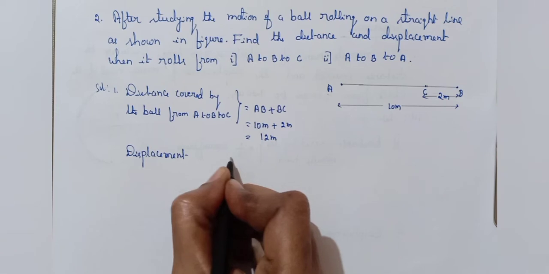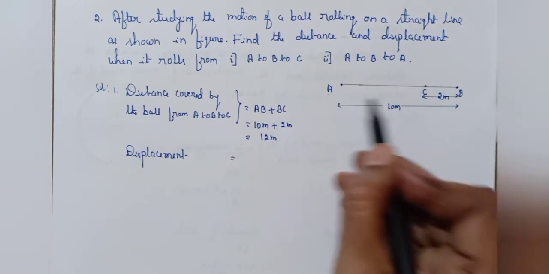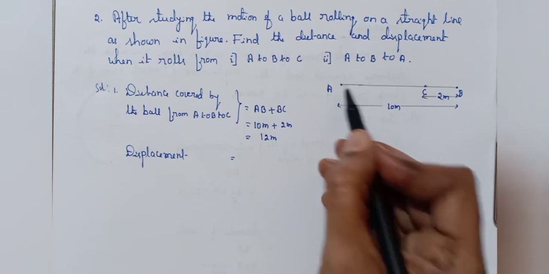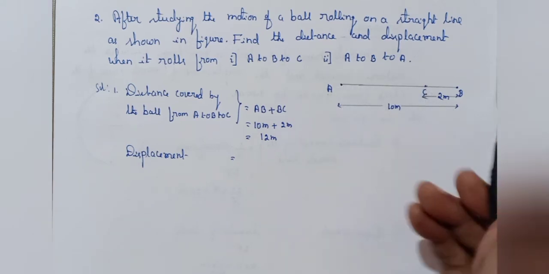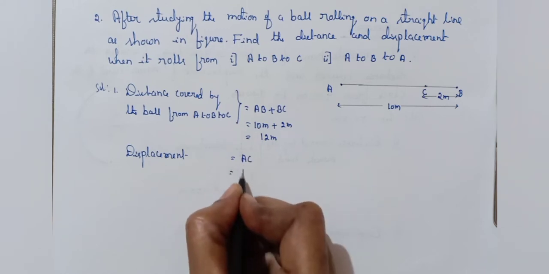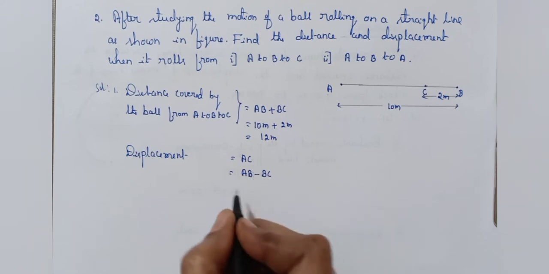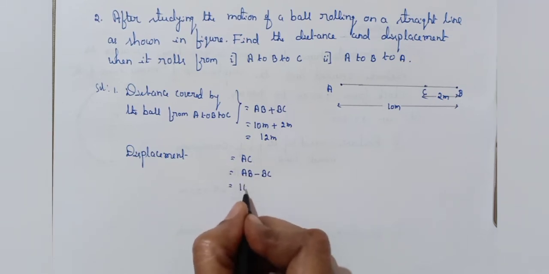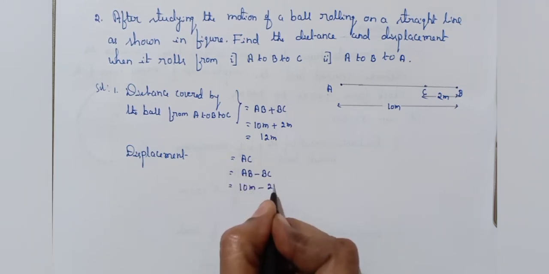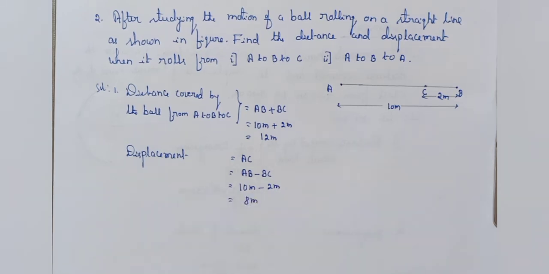See, the displacement is when the ball rolls from A to B and B to C. A is the initial position and C is the final position. So the displacement is AC. So AB minus BC gives AC. AB is 10 meter, BC is 2 meter. So 10 minus 2, 8 meter is the displacement.